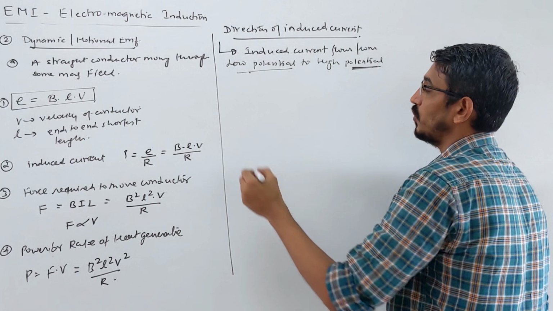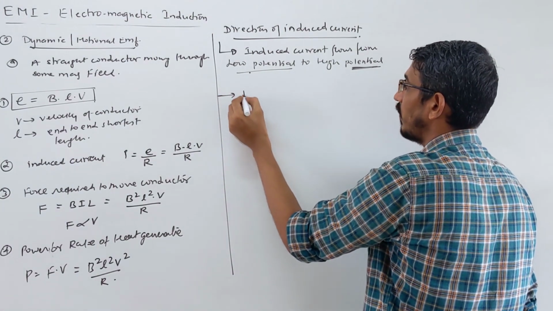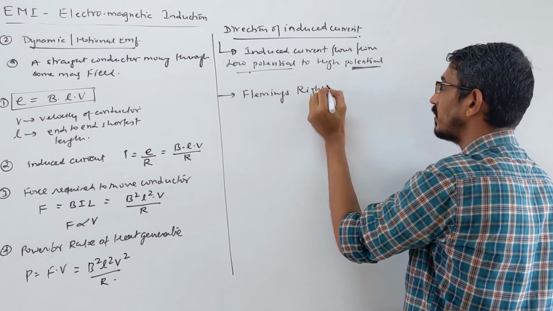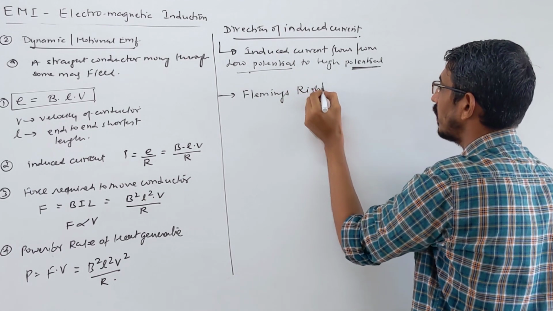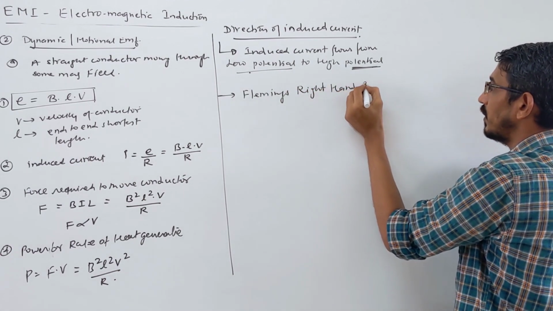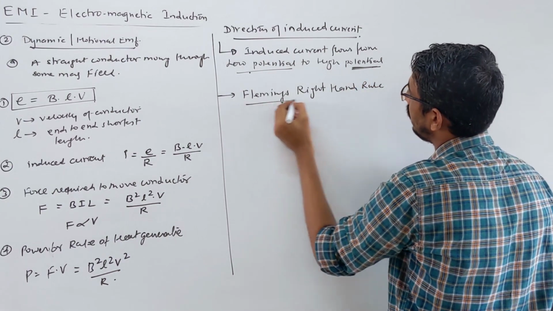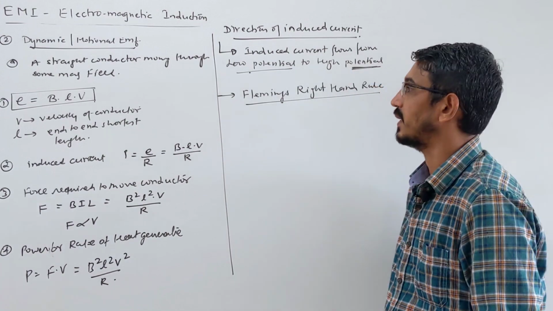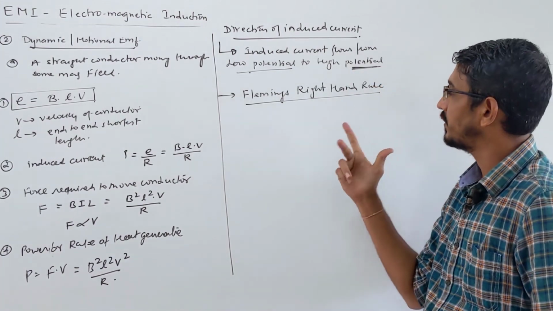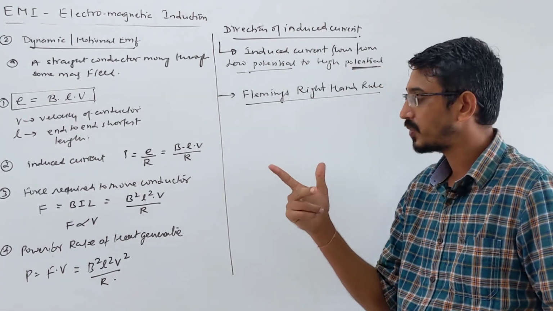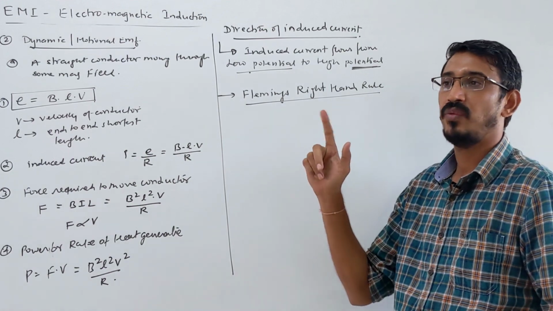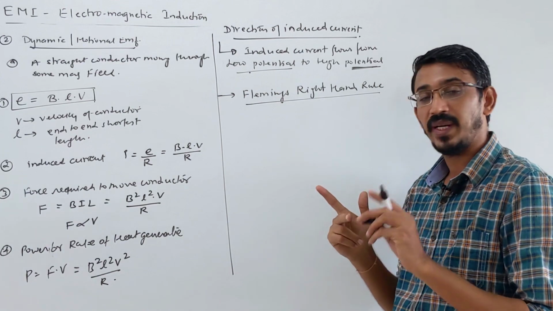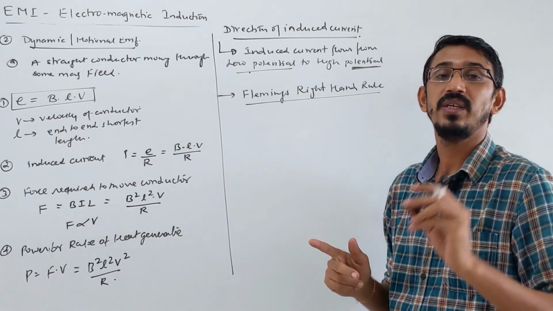Okay, so we have a rule, which is called Fleming's right hand rule. This rule gives the direction of the induced current in a conductor when it's moving through a magnetic field. So look, what this rule says: your right hand, thumb shows velocity, forefinger or index finger shows direction of magnetic field, then middle finger shows the direction of the induced current.